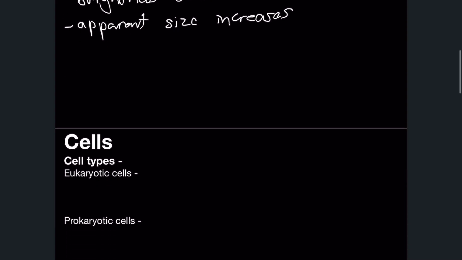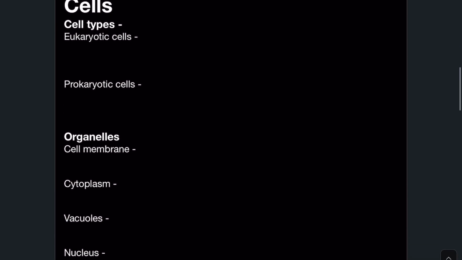Okay, the next thing you need to know for this topic are cells. There are two main types of cells. The first are eukaryotic cells, which make up more complex organisms, such as plants and animals. These are categorized by containing membrane-bound organelles, and specifically the nucleus, which holds DNA.